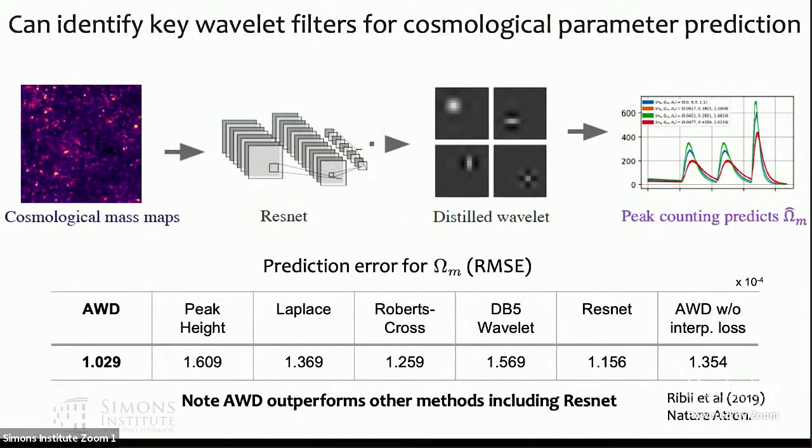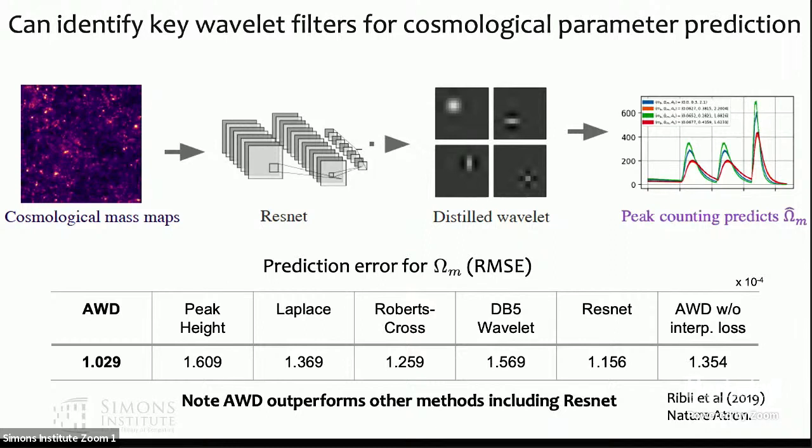So back to the cosmology problem. We already designed, Francois already designed the ResNet. And we now have this distilled wavelet. It turns out that the cosmologists already use fixed wavelets to estimate omega m through something called the peak counting algorithm. So what we did is that we learned the distilled wavelets and we plugged them into the peak counting method already in the literature. And that's the result.